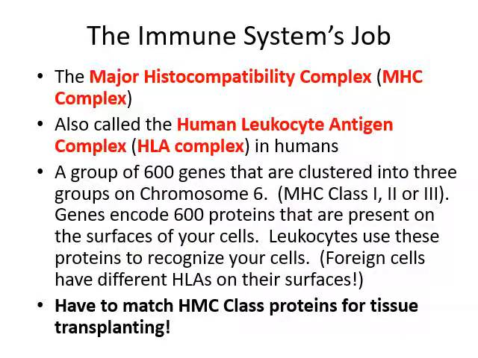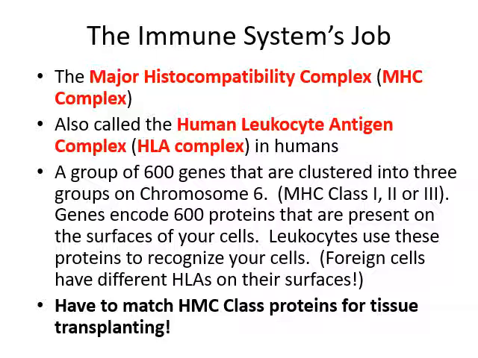When you're doing tissue transplanting, transplanting one person's heart into another person, we already know from the previous lecture that you have to match the blood type. So you can't transplant the heart from a person with type B blood into a person with type A blood, because the heart would be rejected by the type A person's immune system. But once you've matched the blood type, your job is not finished. You also have to match as many of the MHC class proteins as you possibly can, and that's not easy.